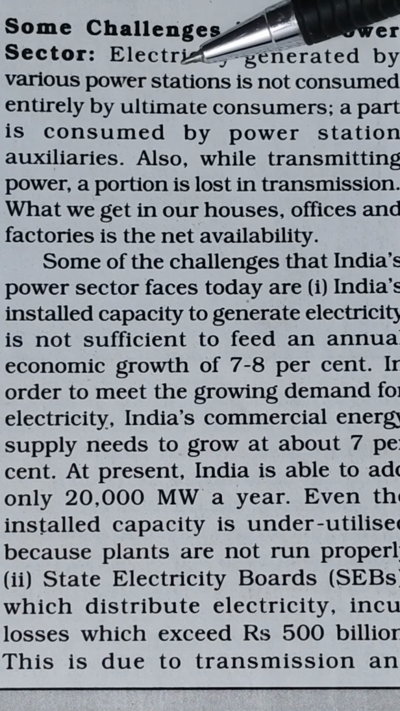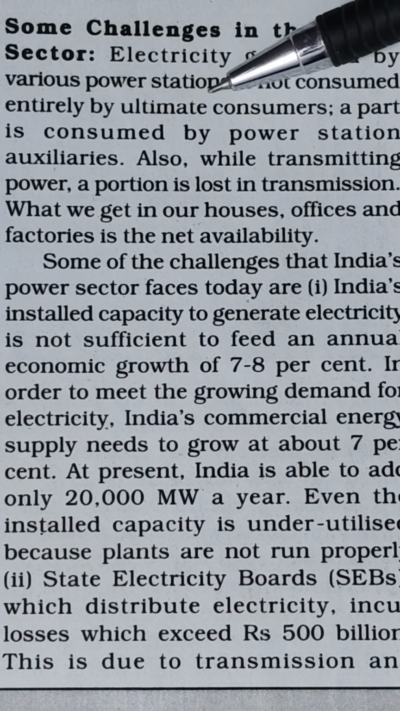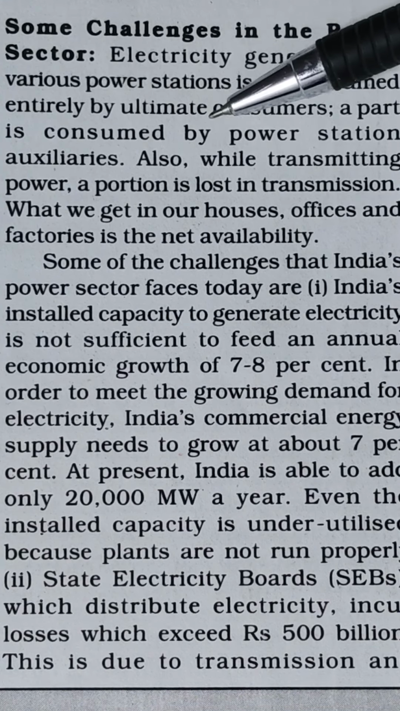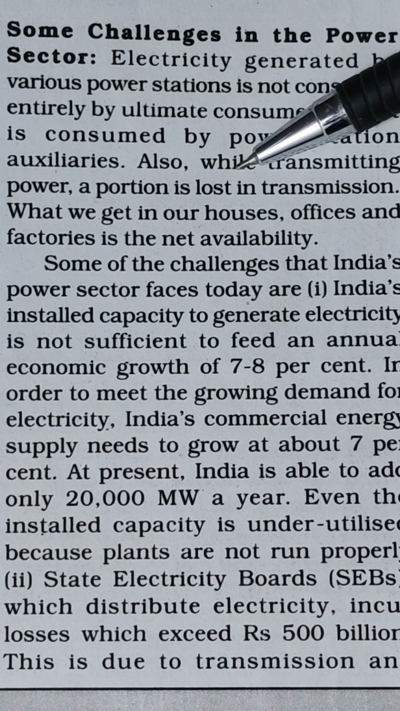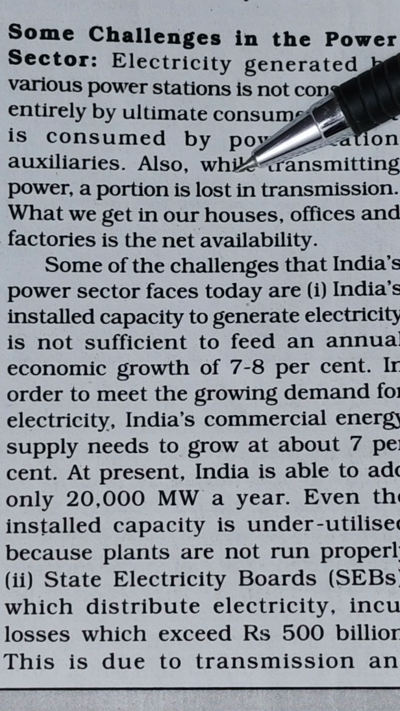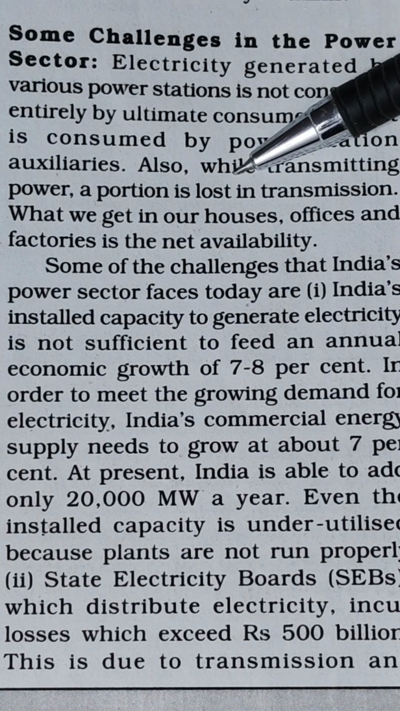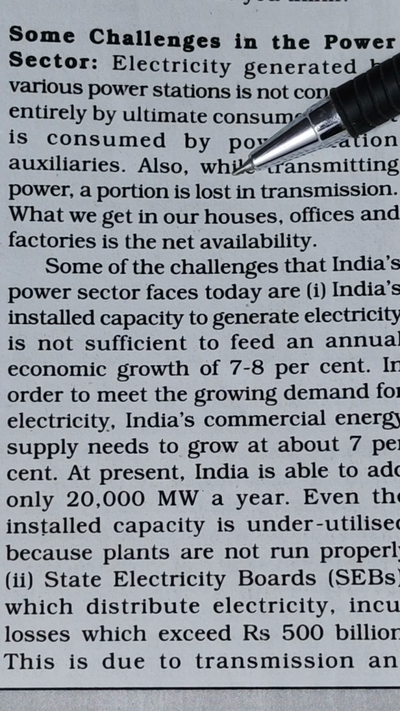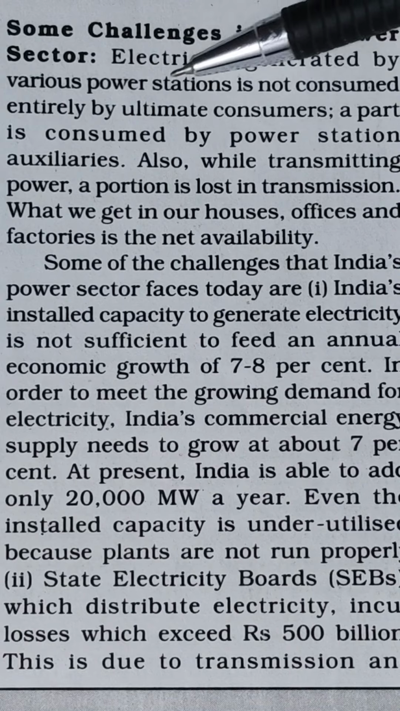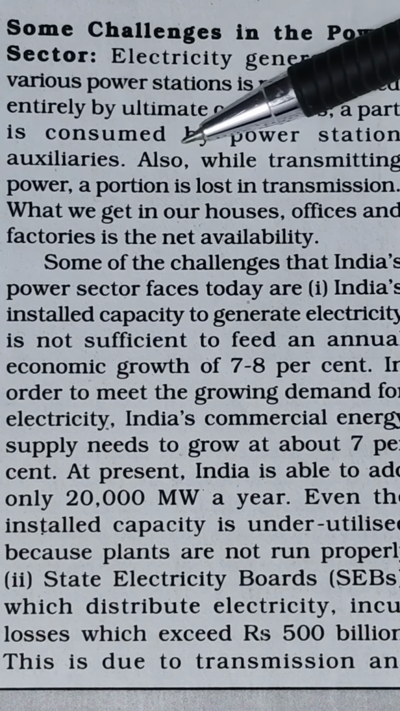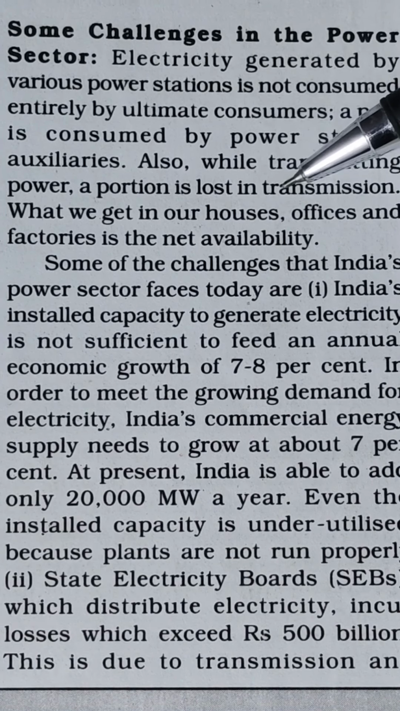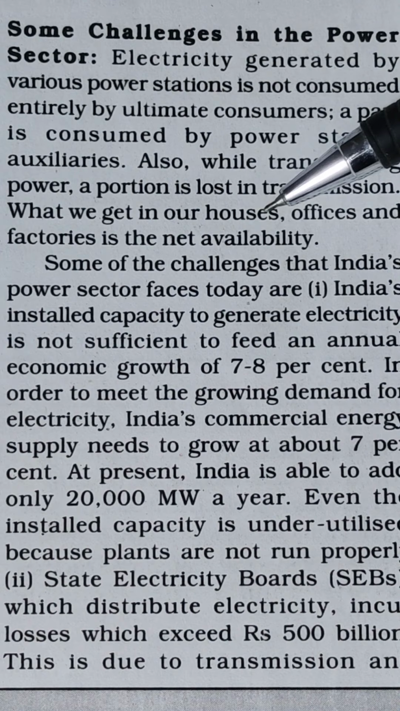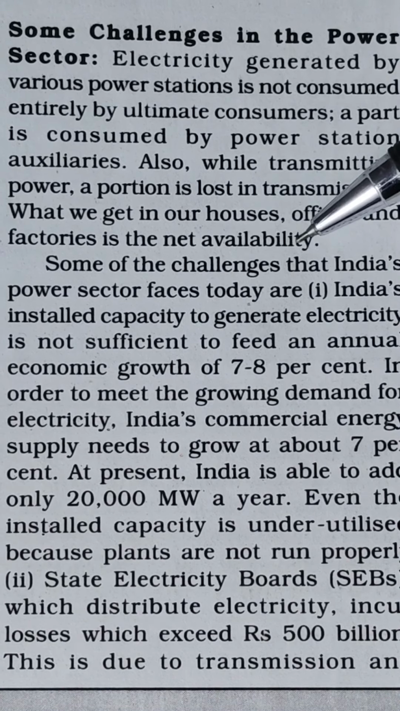Electricity generated by various power stations is not consumed entirely by ultimate consumers. A part is consumed by power station auxiliaries. Now, what are auxiliaries? It is the electric power that is provided by an alternative source and that serves as a backup for the primary power source at the station. Okay, so we just read that a part is consumed by power station auxiliaries. Also, while transmitting power, a portion is lost in transmission. What we get in our houses, offices, and factories is the net availability.